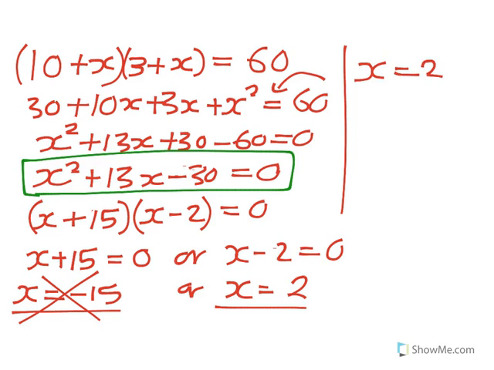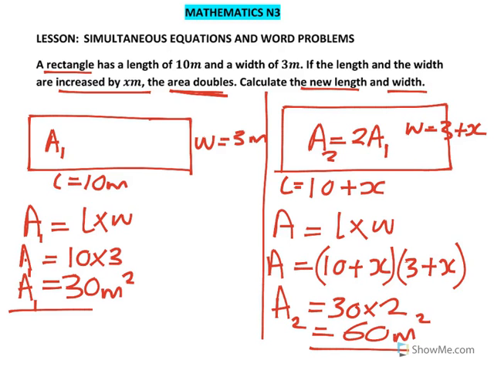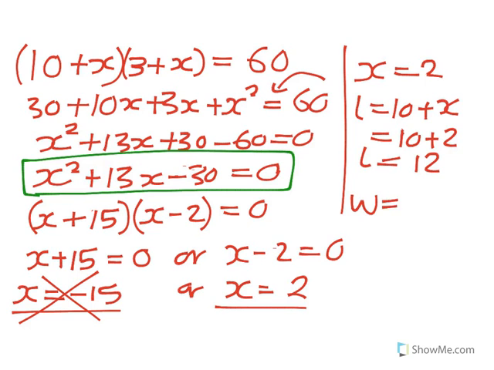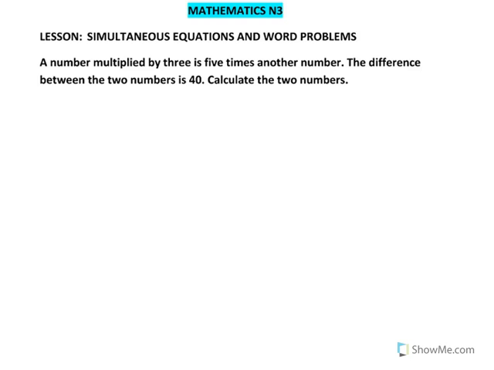And then, when you have gotten x is equal to 2, the question says calculate the new length and the new width. Remember, length L was equal to 10 plus x, which is equal to 10 plus 2, which is equal to 12. So, the length is 12. And the width was equal to 3 plus x, which is equal to 3 plus 2, which is equal to 5. So the length is 12 and the width is 5.